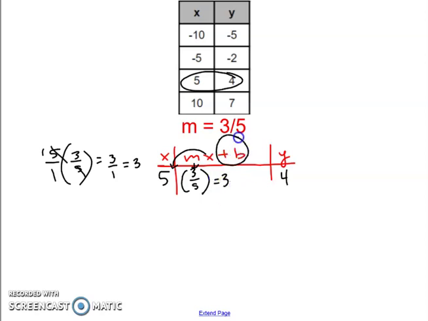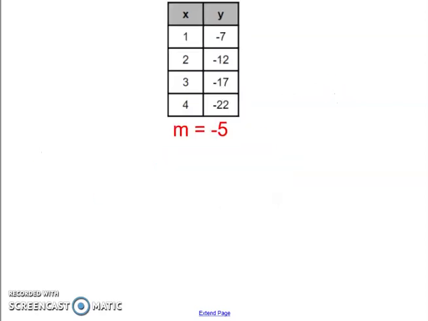Now I have to figure out, I'm at 3. How do I get to 4? I add 1. That's my y-intercept. So my equation is y equals 3/5 x plus 1. All right, let's look at one more. My slope is -5. So we're going to have x, then mx plus b, that's my rule to get me over to the output y.